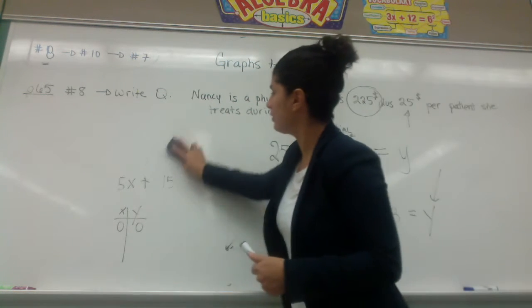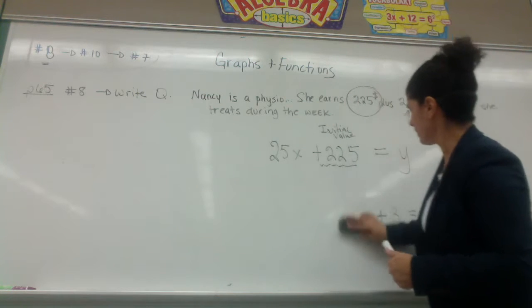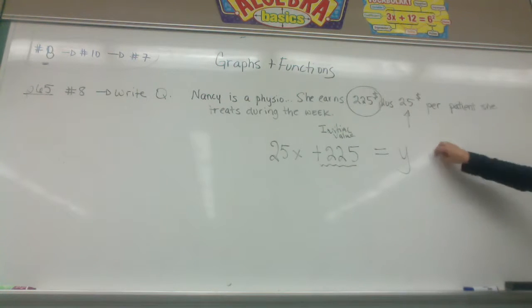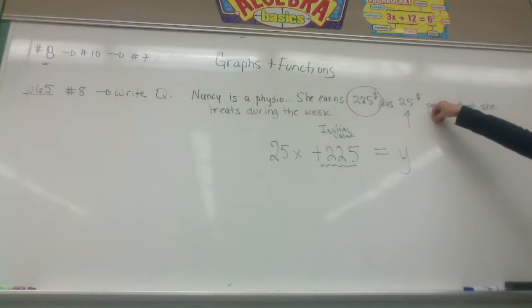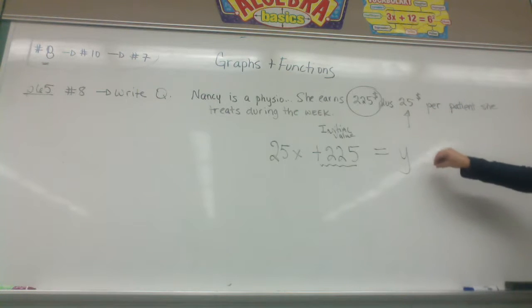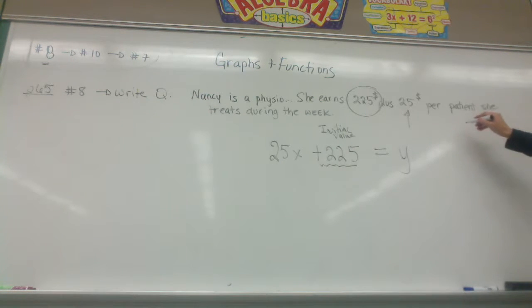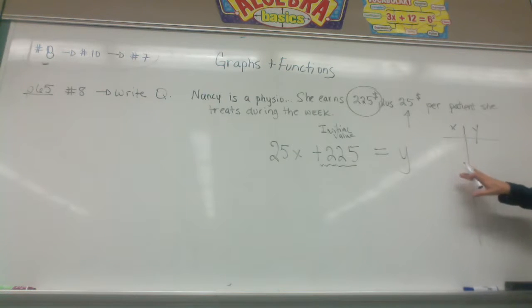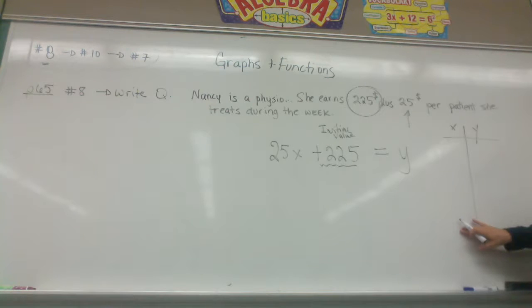So let's go back to this rule that we've all created together from this word problem. Now what I want you to do is take this rule and make a table of values. So the table of values will look like this. X and Y. Now, can we choose 4 numbers that we agree on? I would suggest 0, 1, 2, and 3.